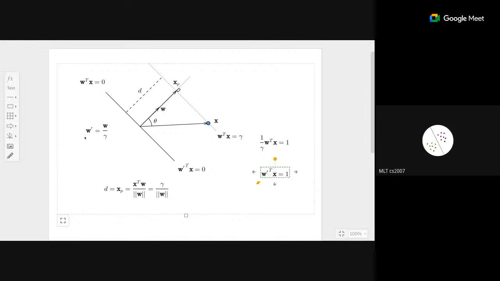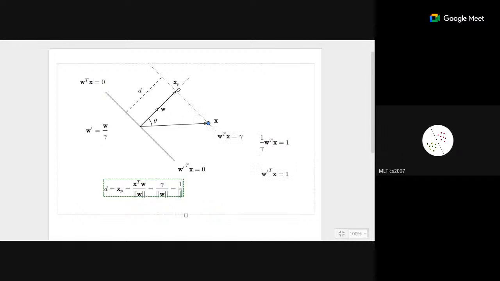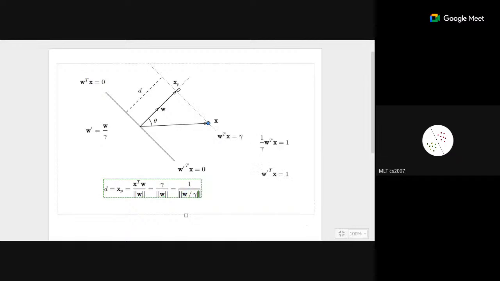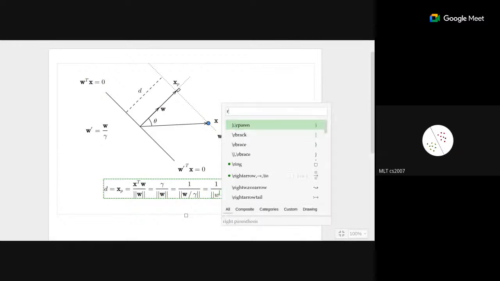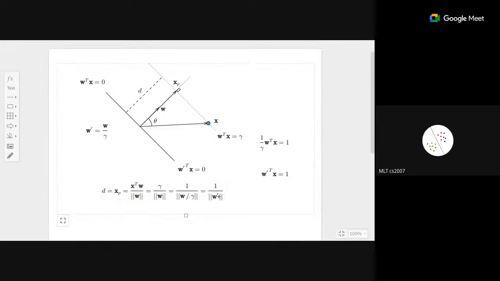Now, see, W by gamma is W prime, right? So let's do that here. I'll divide both numerator and denominator by gamma, so I'll end up with W by gamma. Now I can further represent this as 1 by norm W prime. Do you agree? This is the sequence of steps that we have done. Now all that we are doing is, in the lectures, we are calling this W instead of W prime, and we have not changed anything. We're just going back to naming W prime as W. It doesn't change anything.